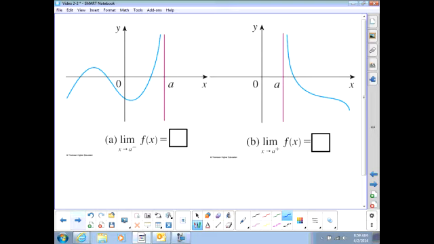So some different pictures. We can look at our left-hand and right-hand limits individually as well. And sometimes they'll go to infinity. Like in this picture on the left, as we approach a from the left-hand side, it's clear that the y values are getting very large, so this would go to infinity. Same thing with the right-hand picture. As x approaches a from the right, the y values are getting large, so that goes towards positive infinity as well.